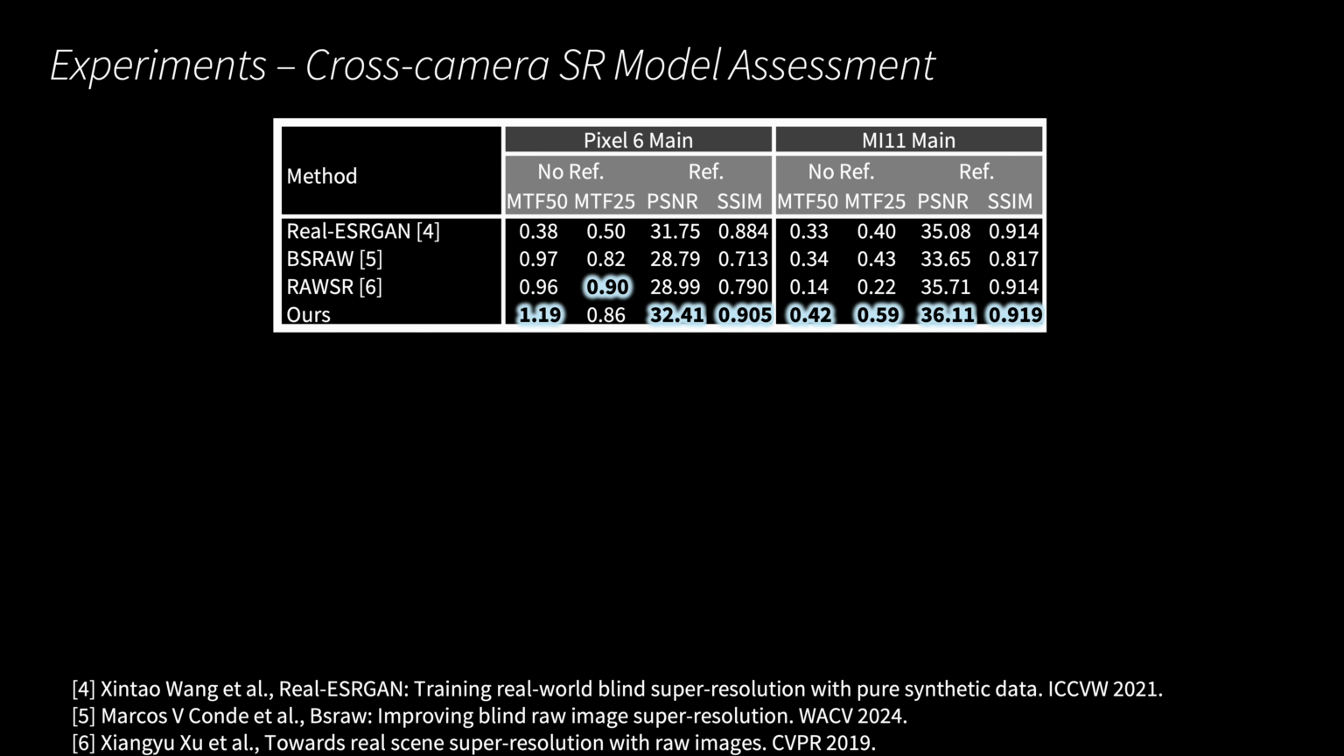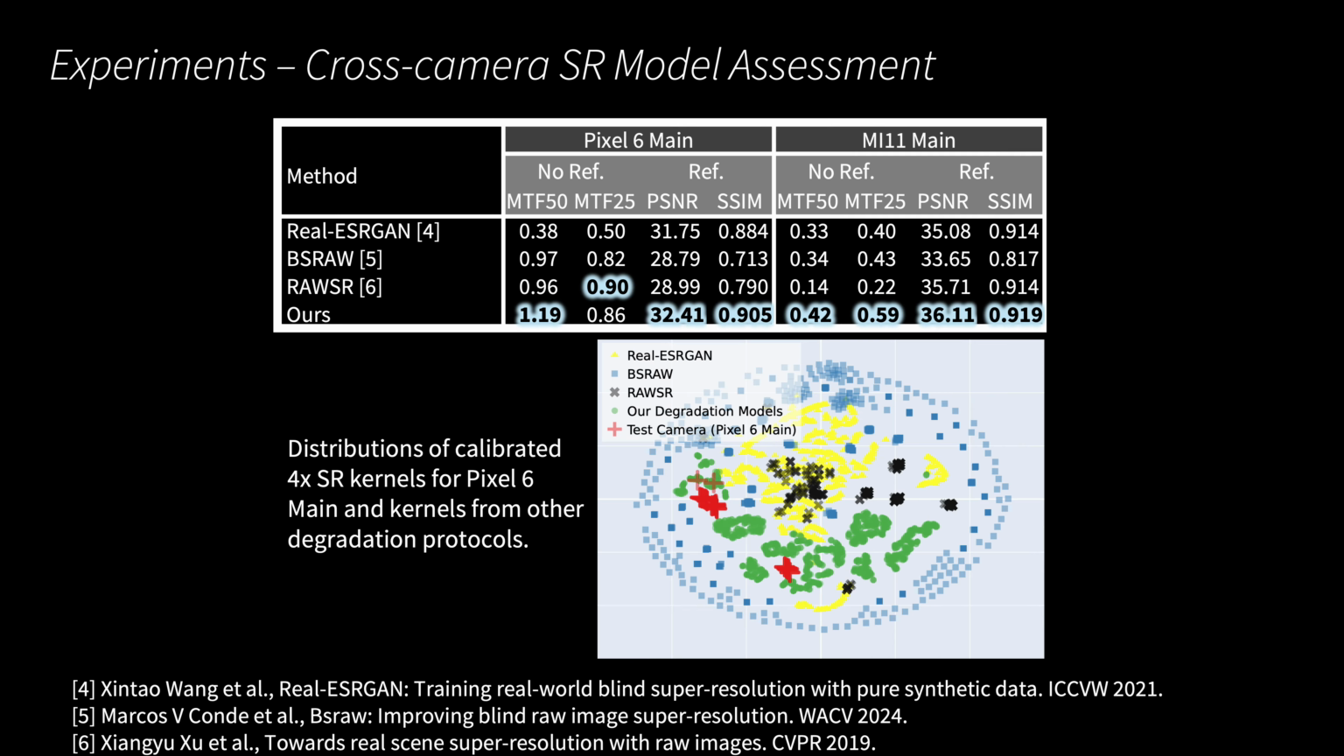For quantitative results, we again use MTF25 and MTF50, along with PSNR and SSIM, showing that our proposed degradation pool consistently improves performance across all metrics. Our results confirm that the test cameras have degradation kernels closer to those in our pool than to the arbitrary random degradations used in other methods, and that our approach reduces the domain gap between synthetic and real RAW, making the superres model capable of better generalizing to similar smartphone sensors.